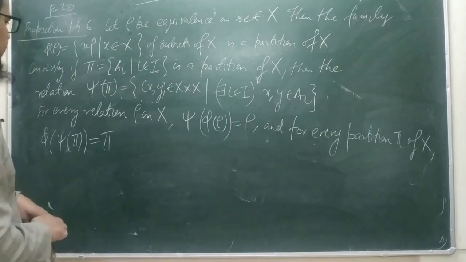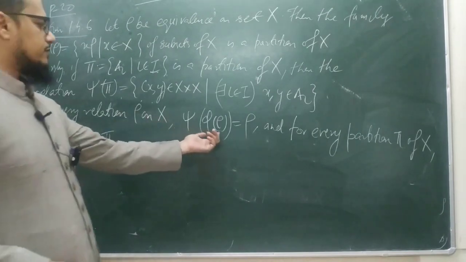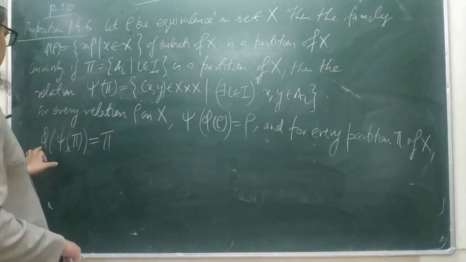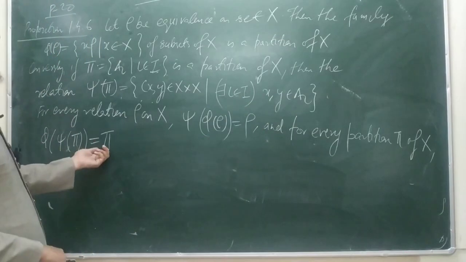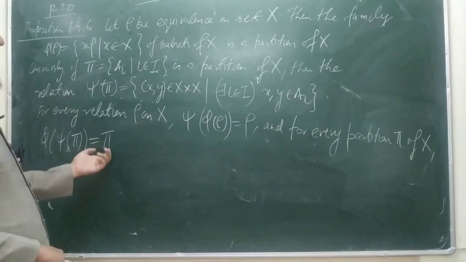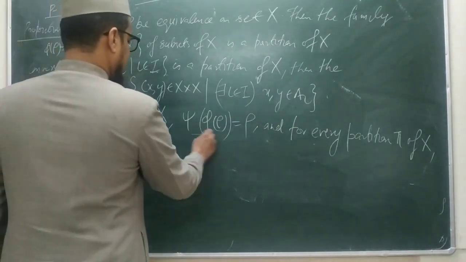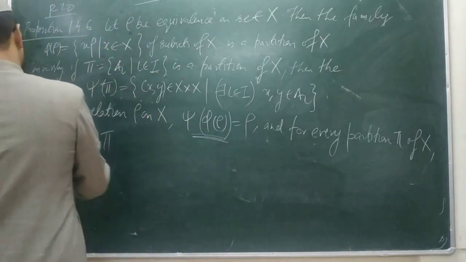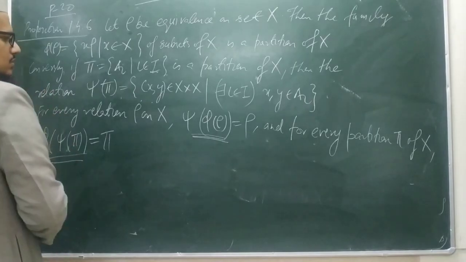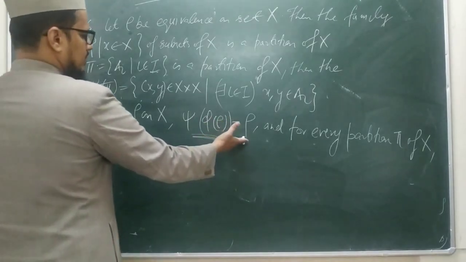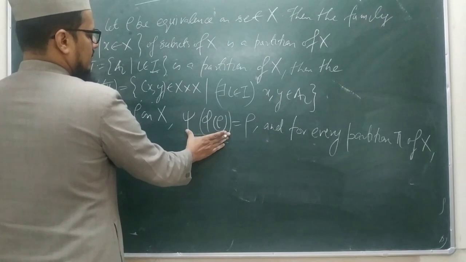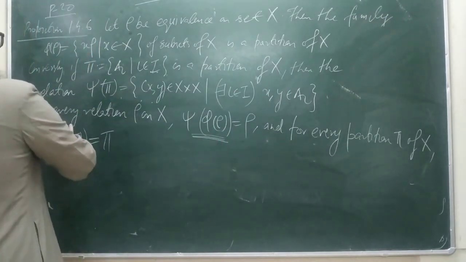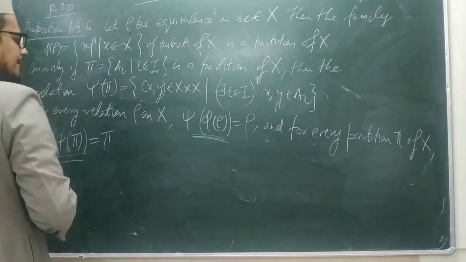So we have to prove that for every relation rho on X, psi of phi rho is equal to rho, and for every partition pi of X, phi of psi pi is equal to pi. Try to understand one thing: on the left hand side it is again a relation, and here on the left hand side it is again a partition. When rho is an equivalence relation, we have to prove that this is equal to this relation. And when pi is a partition, we have to prove that pi is equal to this partition. Correct? So now let's start.